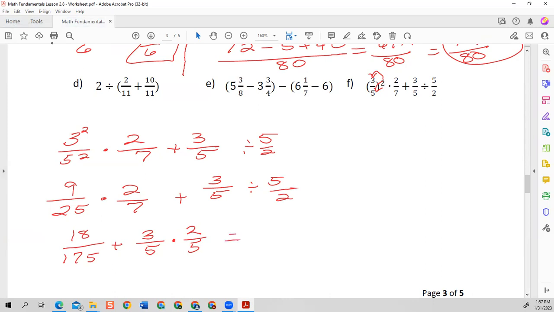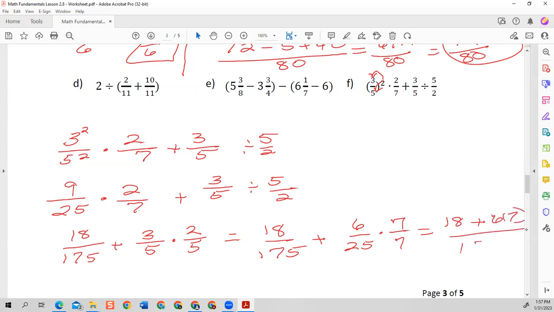We're left with 18 over 175 plus 3 times 2 is 6 over 25. All right. Our common denominator here is going to be 175, right? We figured out what to go. 25 times 7 gave me that. And now I have 18 plus 42 all over that 175. And then 18 plus 42 gives me 60 over 175.